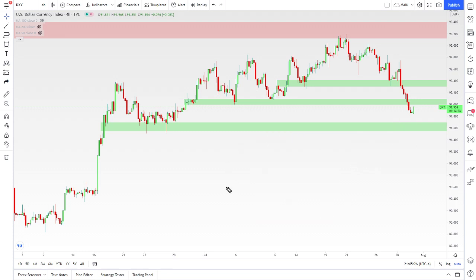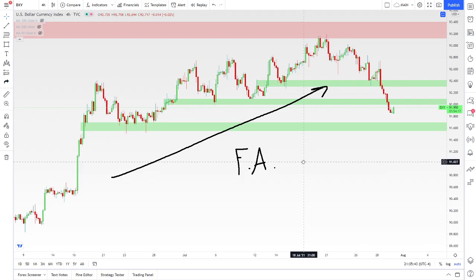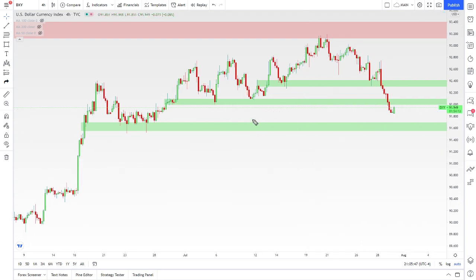Well, the first thing I want to talk about is fundamental analysis. Believe it or not, the market is not moving up just because of the candlestick patterns and price action that is going on. The truth is there are fundamental drivers in the foreign exchange market every single day. What are fundamental drivers? Well, I'll list a few now.